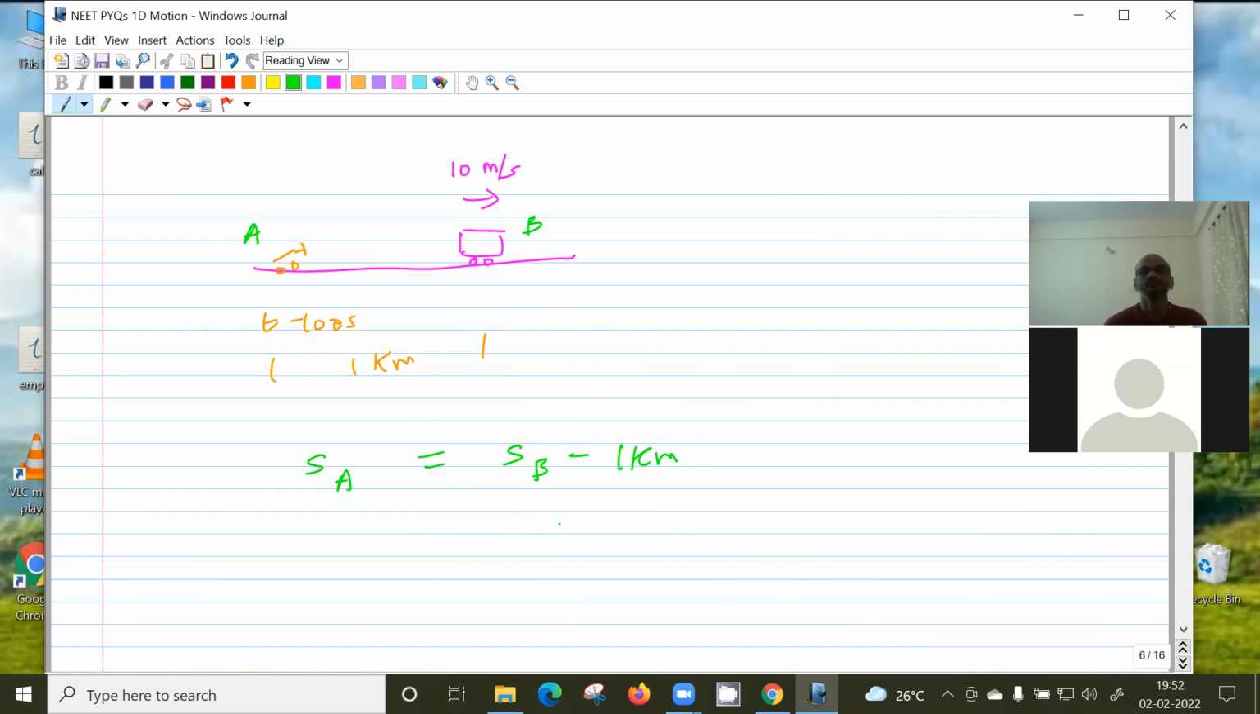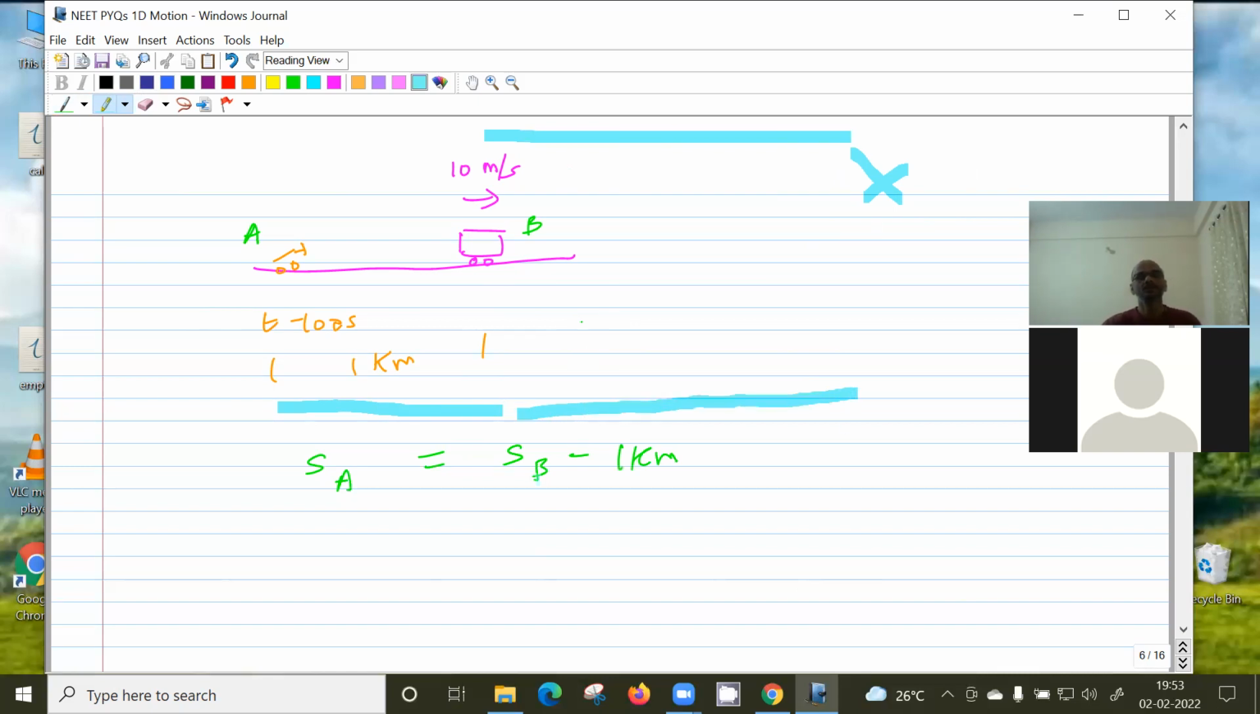Is it clear? No, I don't get it. The scooter is starting behind, and the extra distance which it has to cover to catch up with the bus is 1 kilometer. Scooter is starting from behind. So it will meet the bus somewhere here. When it meets, the bus would have traveled this much, but the scooter would have traveled this plus this much. So AC will be, sorry, SB plus 1 kilometer. Yeah.